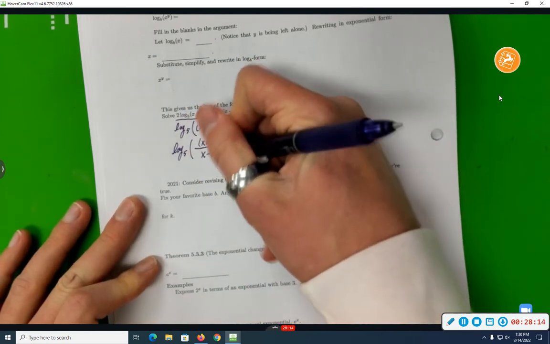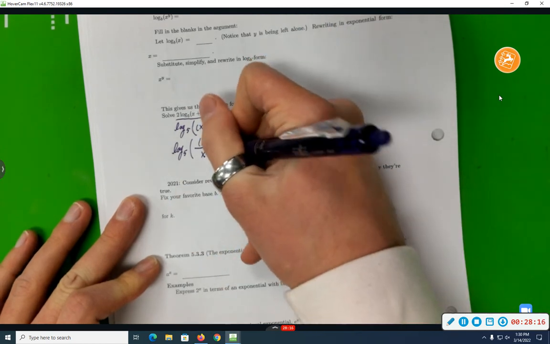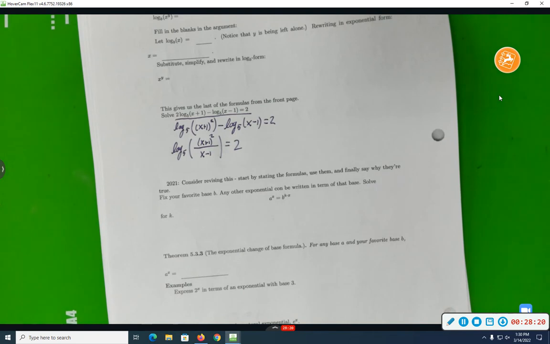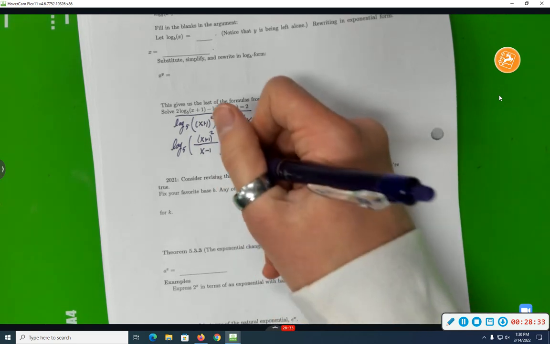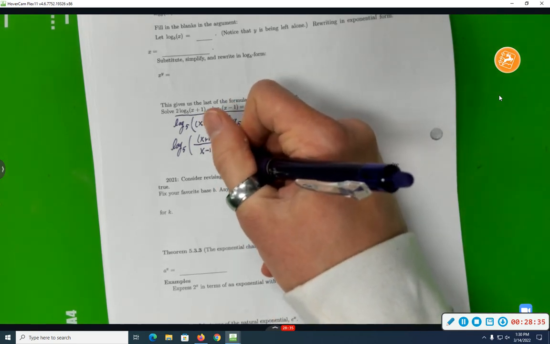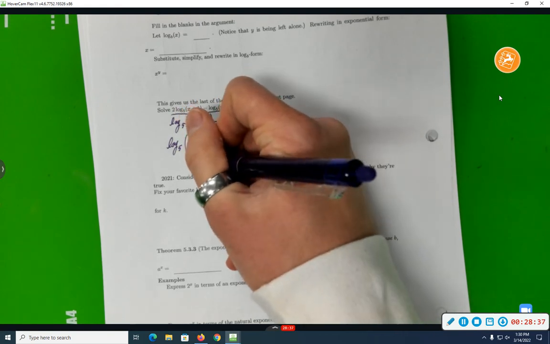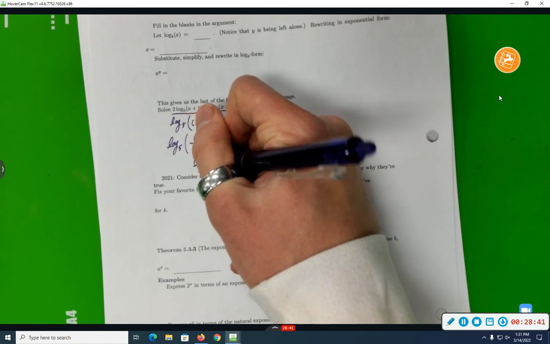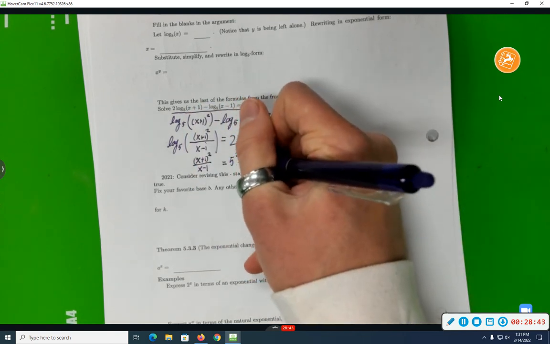Oh, and this is all equal to 2. I can't just ignore the other side of the equal sign if I hope to solve the equation. All right. Does that look like something you could rewrite in exponential form and hopefully it would be nicer looking? Yeah. What's the base? You would raise it to the power. And that is equal to the stuff inside of the parentheses, (x plus 1) squared over (x minus 1) equals 5 squared, which is 25.